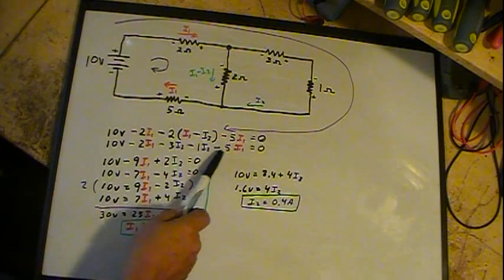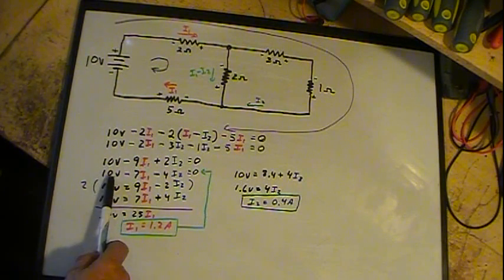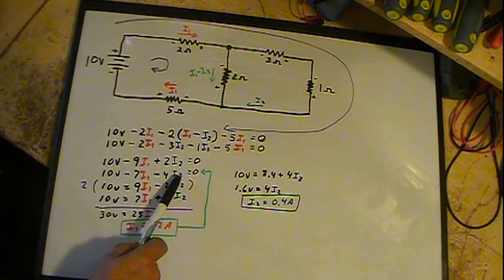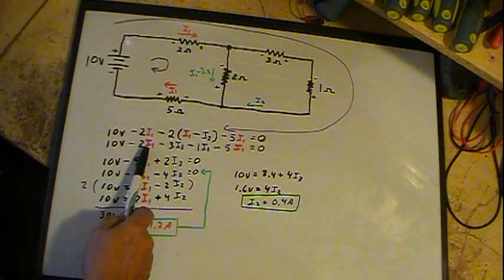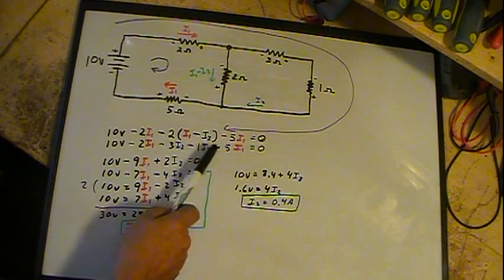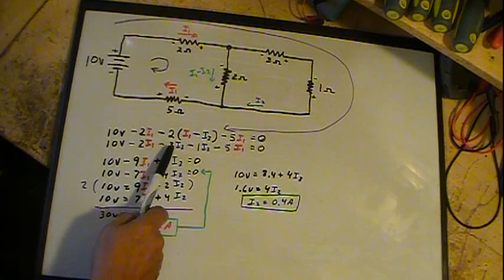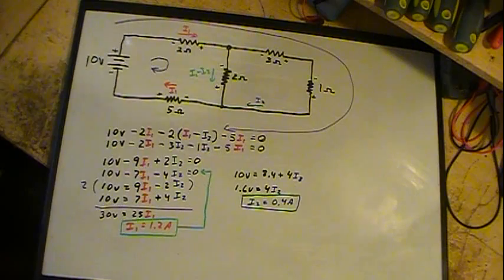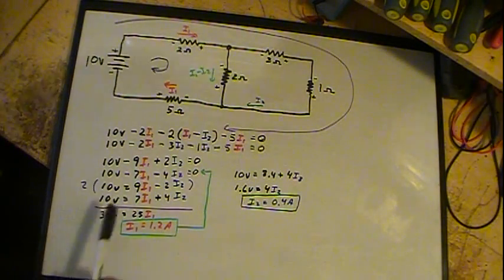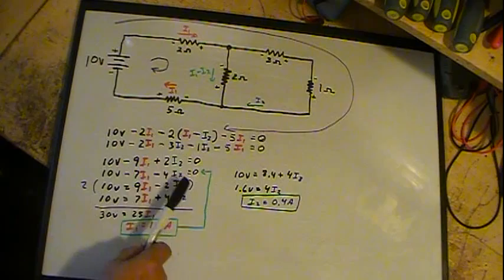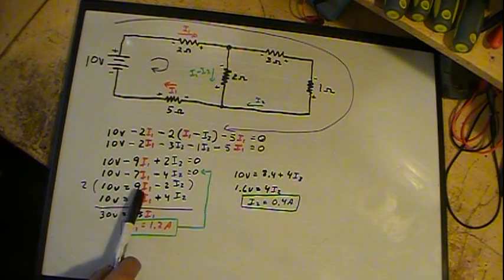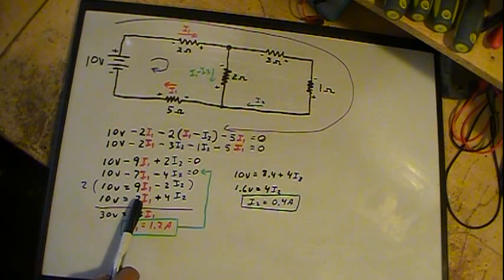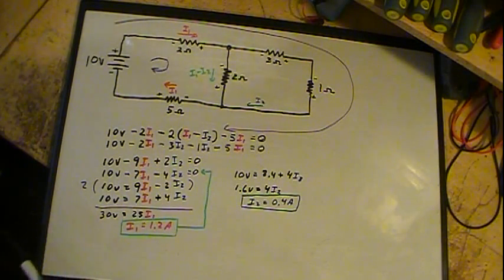Do the same thing down here, just combine the terms. We come up with 10 volts minus 7I1 minus 4I2. We got 2I1 here and 5I1 here. That gives us 7I1. We have minus 3I1 here and a minus 1I1 gives us minus 4I1. Now, just rewrite it so it's not equal to 0. We get 10 volts equals 9I1 minus I2, and 10 volts equals 7I1 plus 4I2.